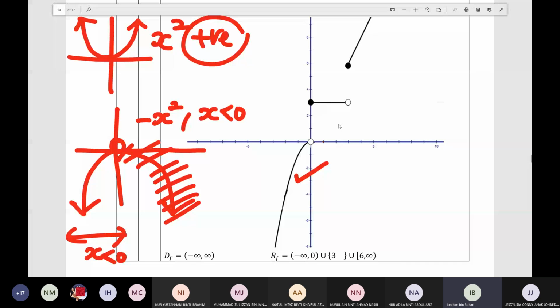Constant is yang ramai boleh buat. Between 0 and x equals 3, this one you put the x equal to 3. And number 3, the linear function. Linear ni mudah saja. Linear, you just sketch the straight line, between 3 to the positive infinity. This one you put the arrow. This one you put the dotted line.